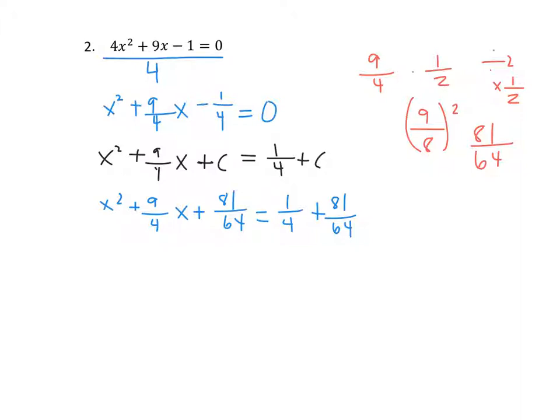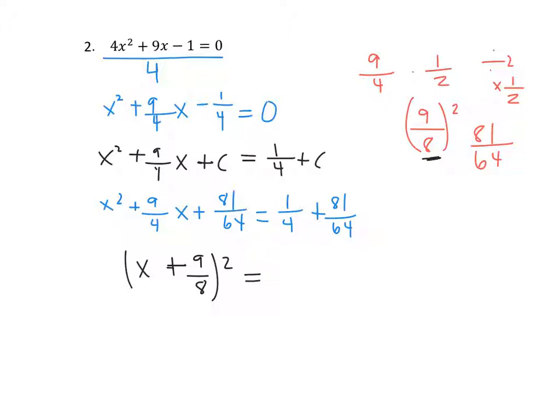We'll go back and take the square root of 81/64, and that was 9/8, and then we have to keep the same sign of our middle term, and we have a positive 9/4 x, so this will factor into x plus 9/8, the quantity squared, equals, now if we add 1/4 plus 81/64, if you have a calculator, you know how to add that, go for it.